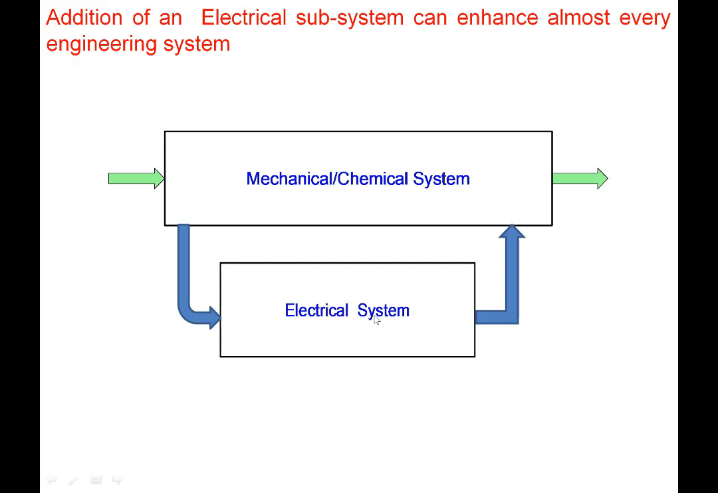So you do your processing in the electrical domain, use an actuator, convert it back, and feed it back into your system. So the point is, every system, mechanical, chemical, whatever you're talking about, can benefit from the use of electrical subsystems. And that's why, you pick up any engineering system, you'll find electronics embedded in it. There are numerous examples.